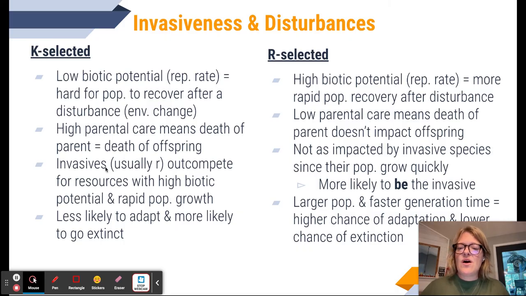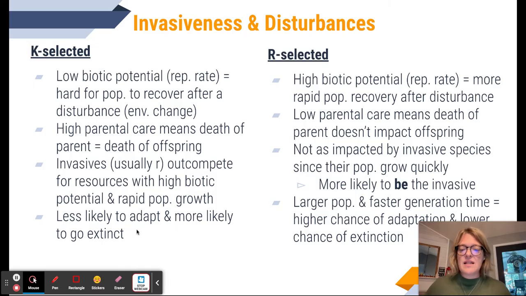K-selected species are usually outcompeted for resources by R-selected invasive species. R-selected species aren't as impacted by invader species because their population grows very quickly. They're more likely to be the invasive species. The K-selected species are outcompeted because the R-selected have that high biotic potential and very rapid population growth, so they have a lot of organisms competing for the same resources as the K-selected species might need.